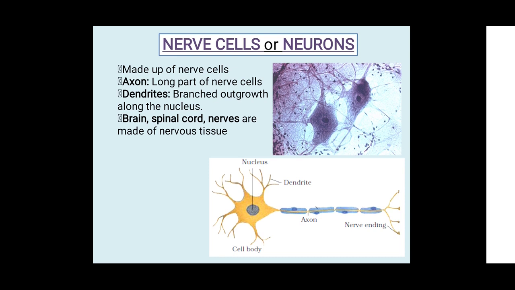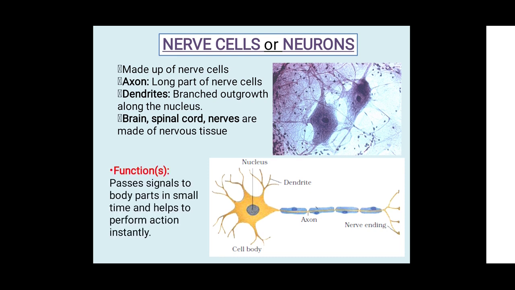That is, this tissue is made up of nerve cells or neurons, and then you have to describe the different parts like axon, which is the longest part of the nerve cell, then the dendrites, which are small branches, and you can also write about cyton or cell body, and the nerve endings. And where is it found? It is found in the brain, spinal cord and nerves. And functions include, it transmits signals from the external environment to the different body parts very quickly so that the muscle can give response.